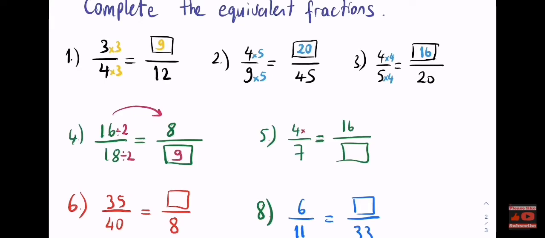Question 5, 4/7. We need to multiply 4 by 4. It is going to be 16. 7 times 4 is going to be 28. Question 6, 35 over 40. So 40 divided by 5 is 8. 35 should be divided by 5. So the result is 7. Question 8, 11 times 3 is 33. 6 times 3 is 18.